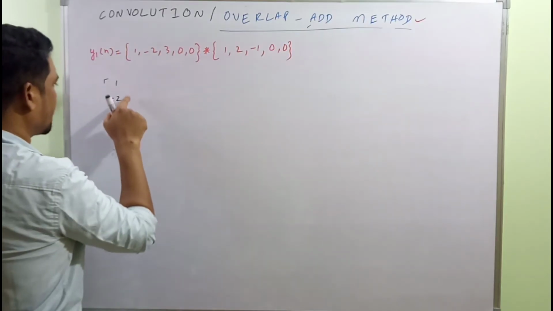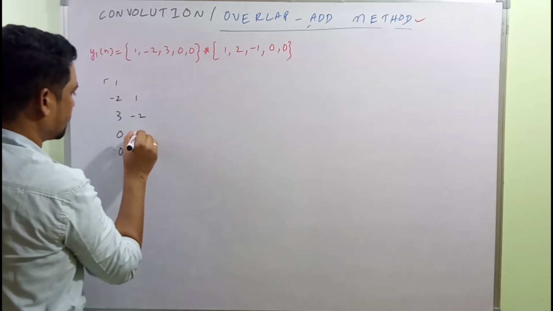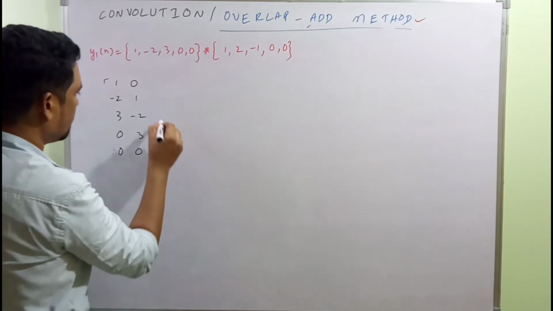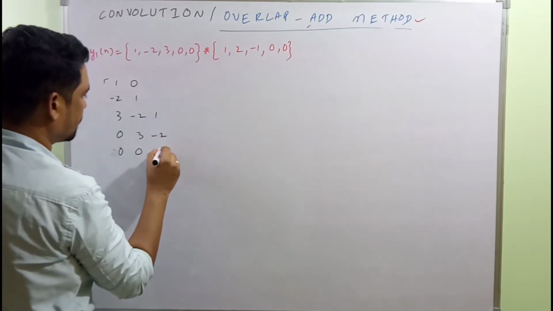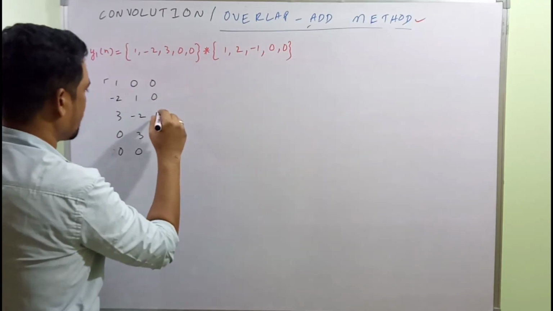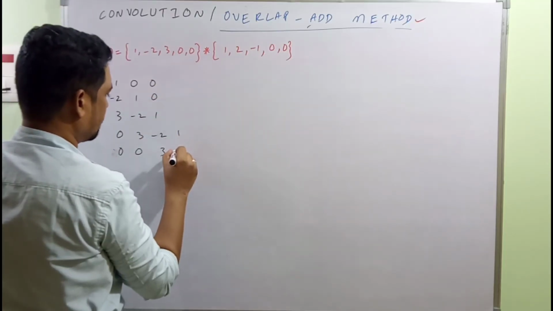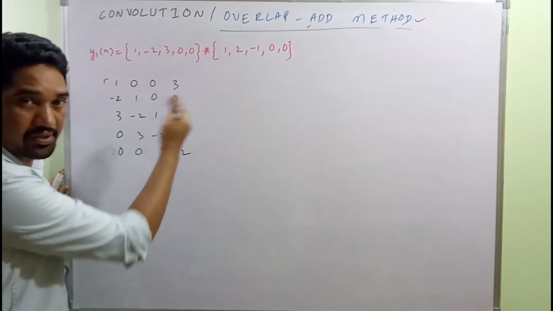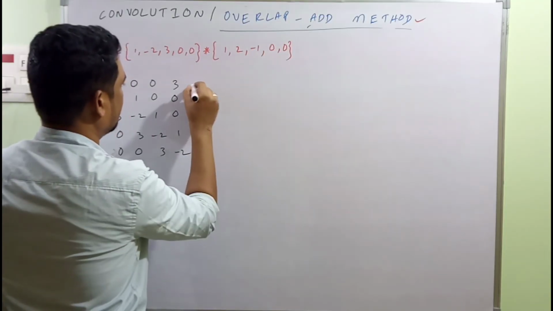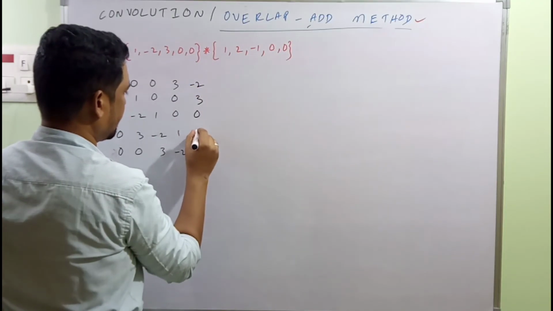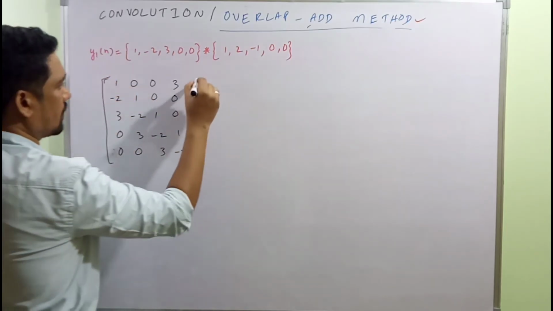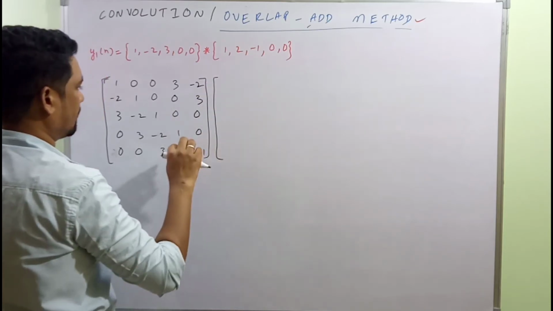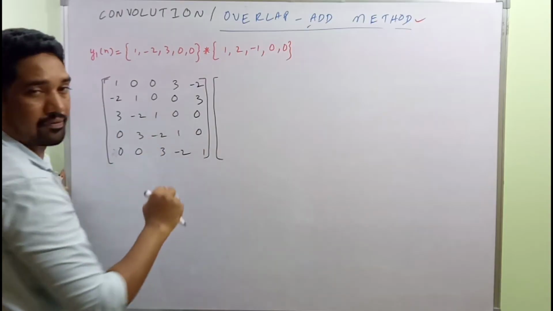Next column, the 1 starts from here: 1 minus 2 3 0 and 0, and this is for the second column. Third column, 1 starts from here, minus 2 3 0 and 0, and fourth column, 1 minus 2 3 0 0, and for the last column, 1 minus 2 3 0 and 0. This forms the matrix to evaluate convolution, and the multiplication of this with another column matrix gives us y1 of n.